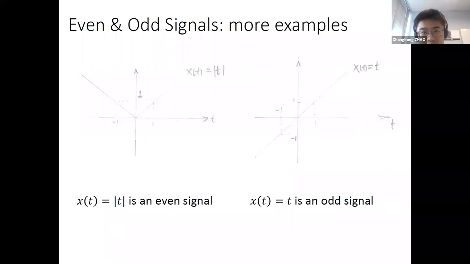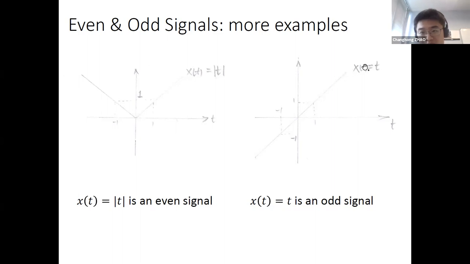One more example of an even signal is x of t equals the absolute value of t. If we plot the absolute value of t, when t is larger than 0, it's just t itself, and when t is less than 0, it's minus t. The absolute value of t must be non-negative. It takes this shape that is symmetric over the vertical axis, so it's an even signal.